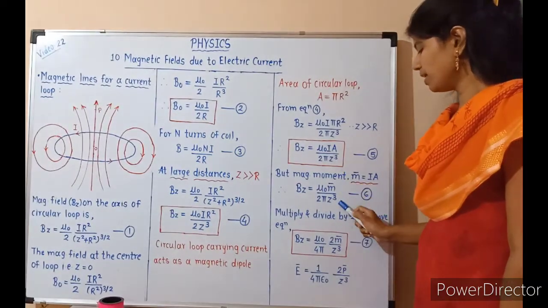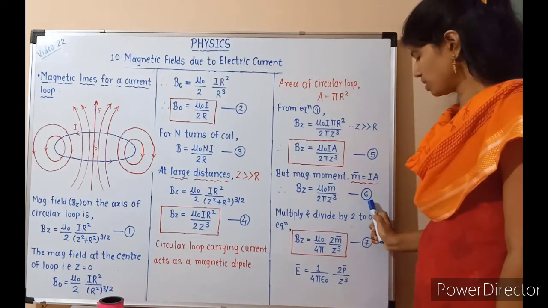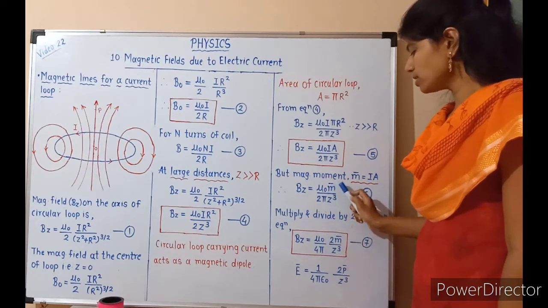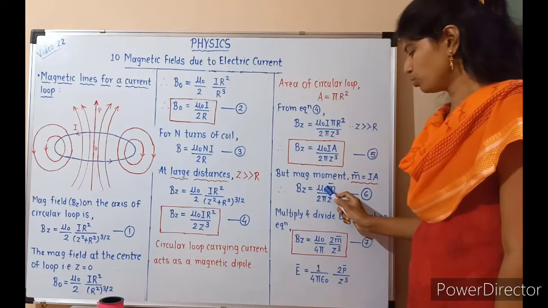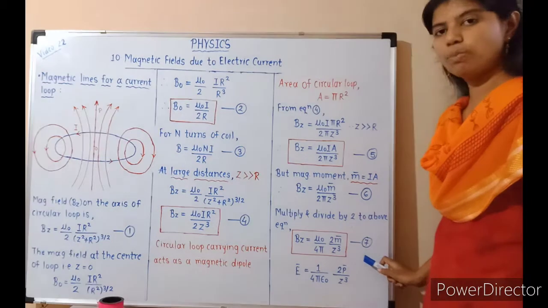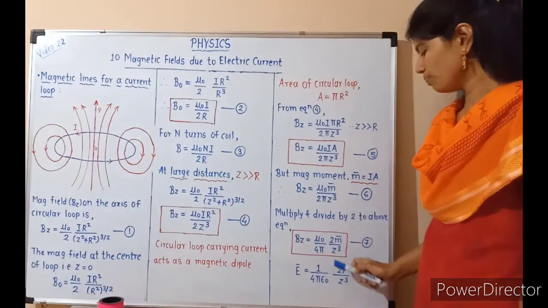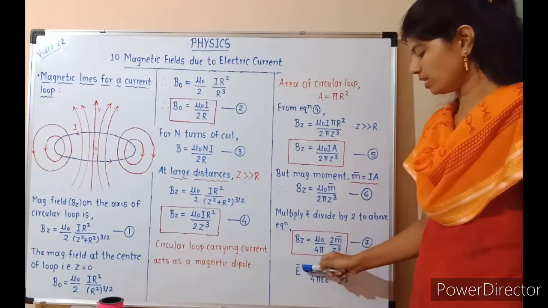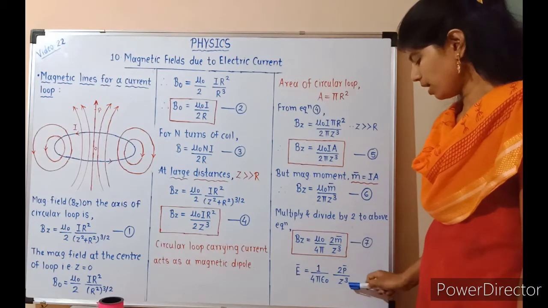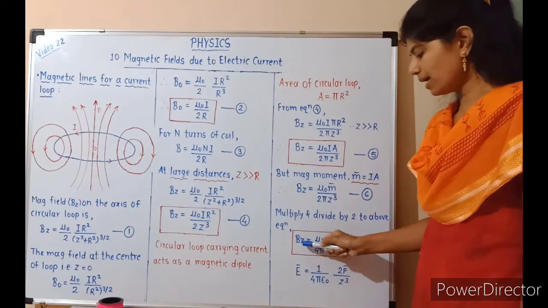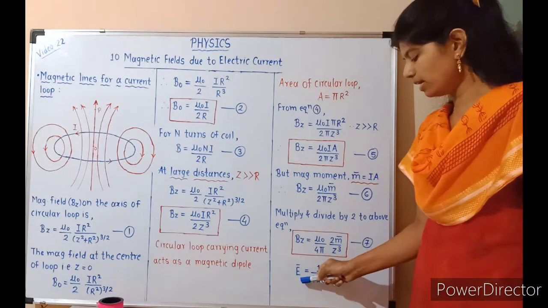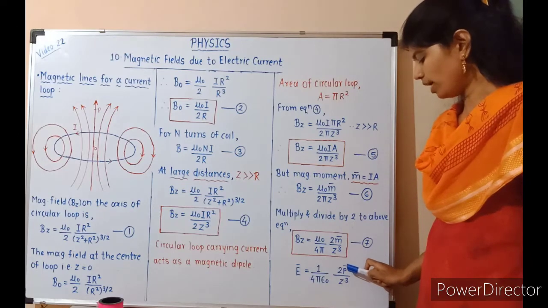Now multiply and divide the above equation, equation number 6, by 2, we get Bz is equal to mu 0 upon 4 pi twice m bar upon z cube, and this is your equation number 7. Now using the electrostatic analogy, we get the electric field E bar is equal to 1 upon 4 pi epsilon naught twice p bar upon z cube. So this is the magnetic field Bz due to magnetic dipole moment m bar, and this is the electric field due to electric dipole moment p bar.